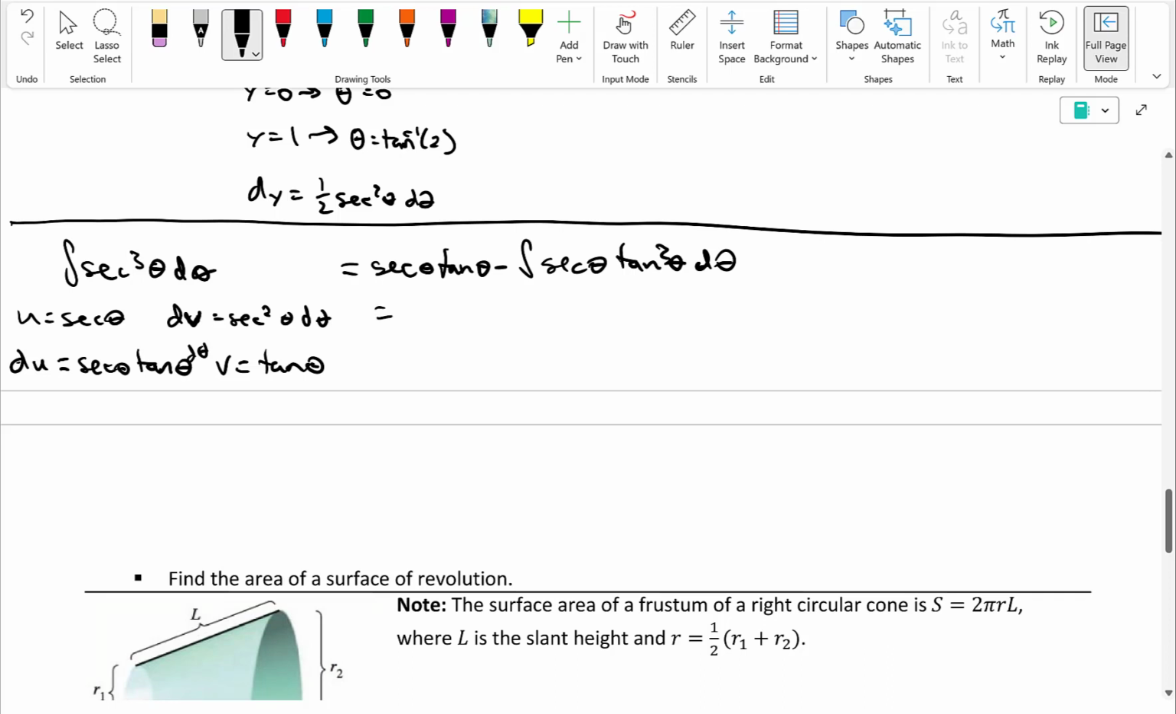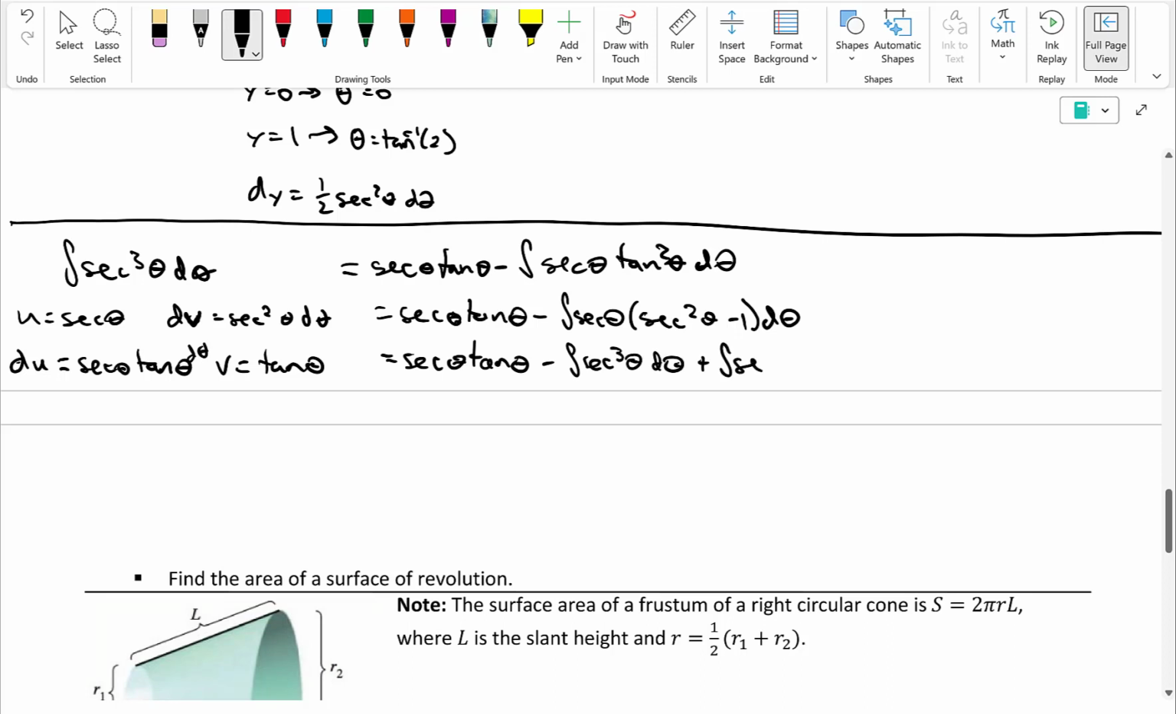And then we just want to expand that second piece, so secant theta tangent theta minus the integral of secant theta times (secant squared theta minus 1) d theta. And that's equal to secant theta tangent theta minus the integral of secant cubed theta d theta plus our integral of secant theta d theta.